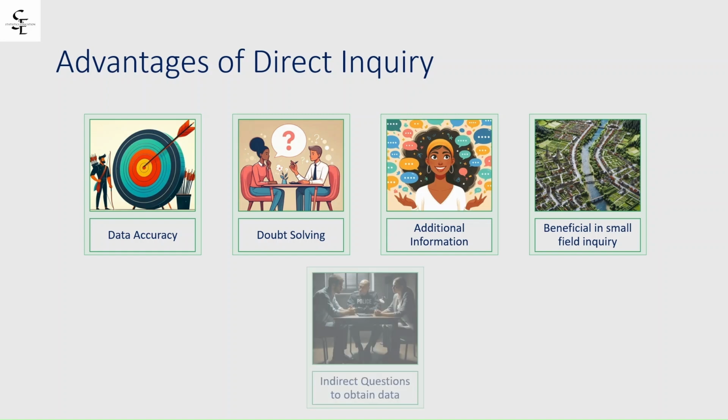The next point is indirect questions to obtain data. Indirect questions can be effective when the respondents are unwilling or resistant to provide direct answers. This method, also known as social engineering, involves framing questions in a way that encourages responses indirectly.